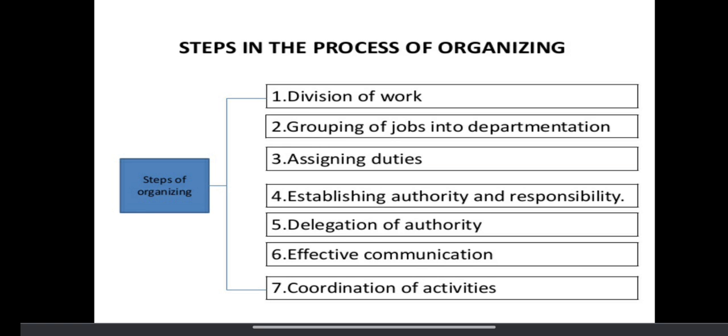Okay, ma'am. So the fifth step in the process of organizing is delegation of authority. Keeping authority in one person's hand is not correct, is not accurate. Authority should be scattered, authority should be divided, and authority should be given to all. If authority is levied in the hands of one person or a few people, it creates imbalance in the organization.